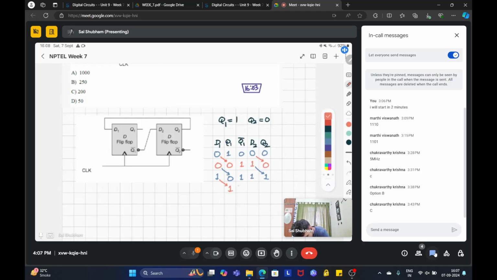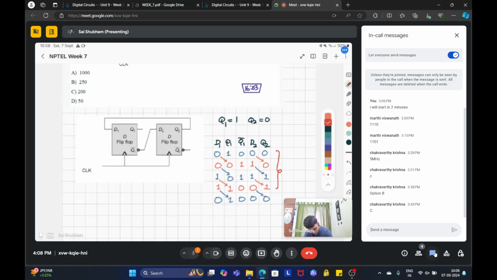This one will appear over here. Q1 bar is 0, 0, 1, 1, then 1, 0, 0, 0, 0. Okay. So what you have seen is that now it repeats itself.